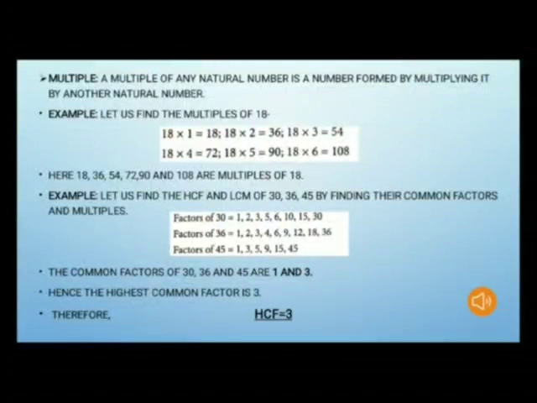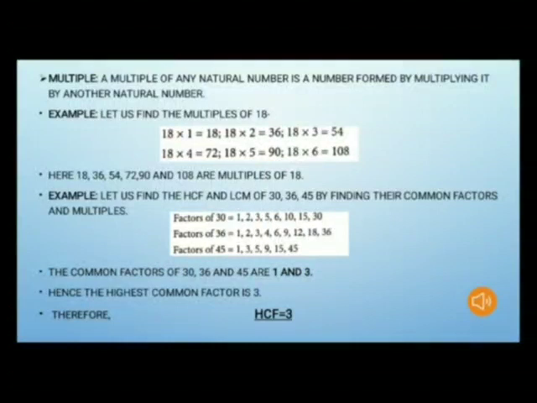Now, let's see an example. Let us find the HCF and LCM of 36, 30, 45 by finding their common factors and multiples. Now, see, factors of 30 are 1, 2, 3, 5, 6, 10, 15 and 30. It means when you divide 30 by 1, it will leave no remainder. Same like that, 30 divided by 2 will give you 15. 30 divided by 3 will give you 10. In the case where there is no remainder left, you will write it as a factor.